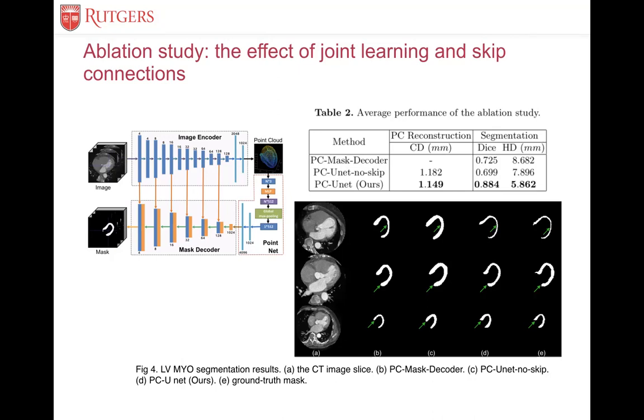The second model is PC-UNet no skip. There are no skip connections between encoder and decoder, so it cannot utilize the contextual image features. From column C, we can see that the predicted segmentation masks are very coarse. In contrast, our PC-UNet model can recover most details of the segmentation masks by using joint learning and skip connections.